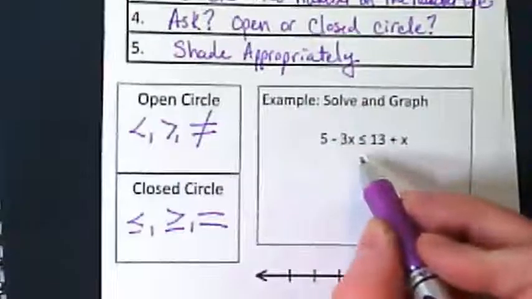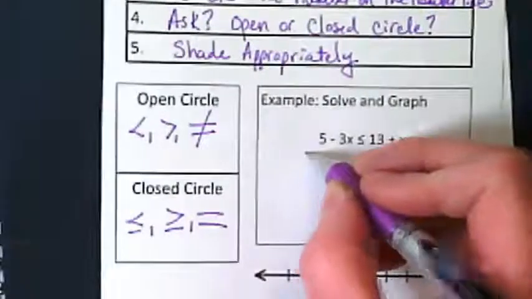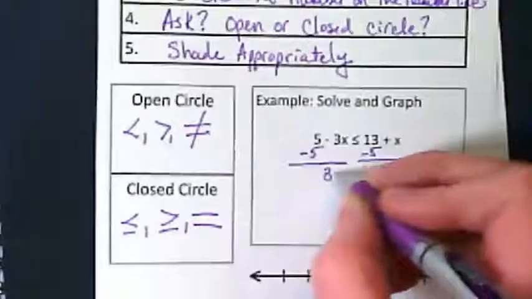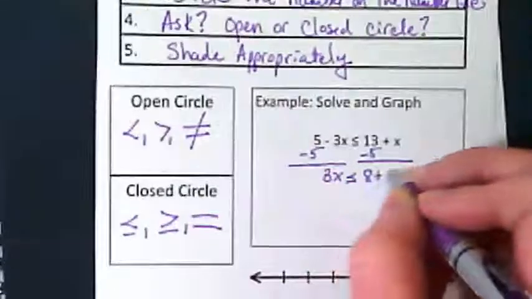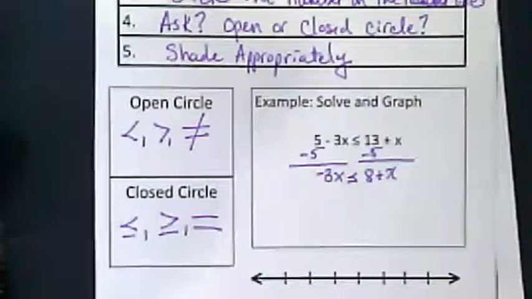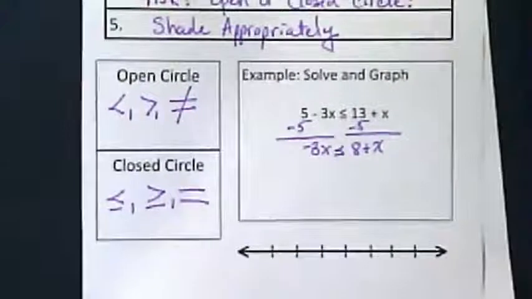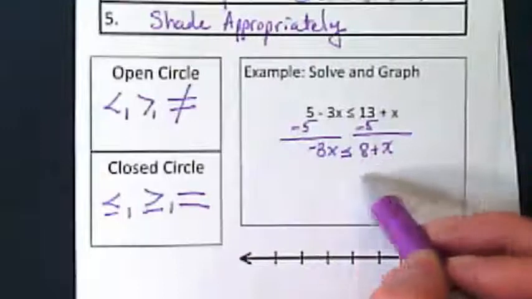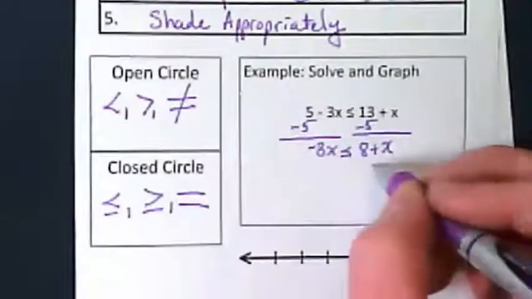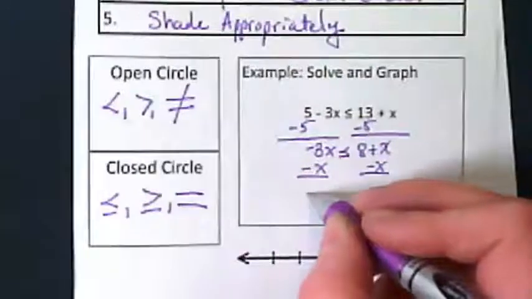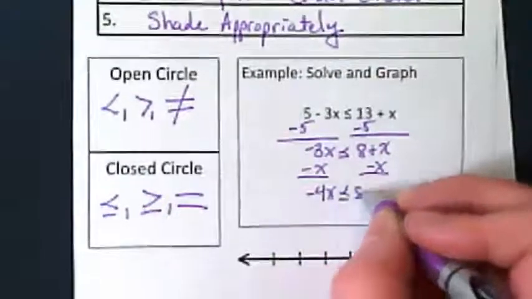It's 5 minus 3x is less than or equal to 13 plus x. We're going to start by eliminating this 5. That's going to leave us with negative 3x is less than or equal to 8 plus x. Oops, it's a negative 3x and I almost left that off. What should I try to eliminate next? I want to get rid of this x that's on the other side and bring it over to go with this x, don't I? So I'm going to subtract x. Negative 3x minus x is negative 4x is less than or equal to 8.